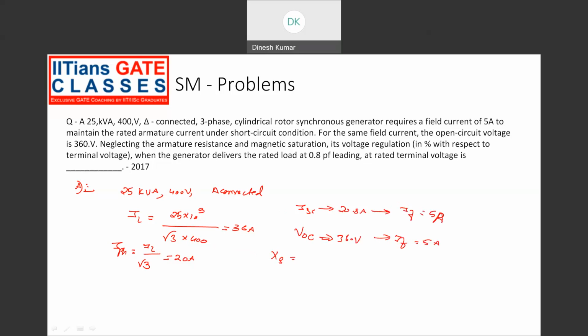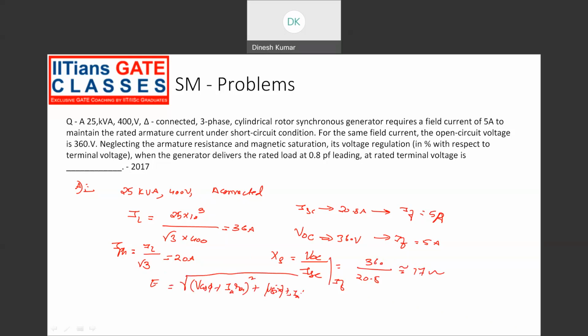You know that synchronous impedance can be given as open circuit voltage by short circuit current at a common field current. So it will be 360 by 20.8. So that is around 17 ohms, right? Now the induced EMF can be given as E is equal to square root of (V cos phi plus IA RA) whole square plus (V sin phi plus or minus IA XS) whole square. Since it is a rated load at 0.8 power factor leading, we have to consider the minus sign.